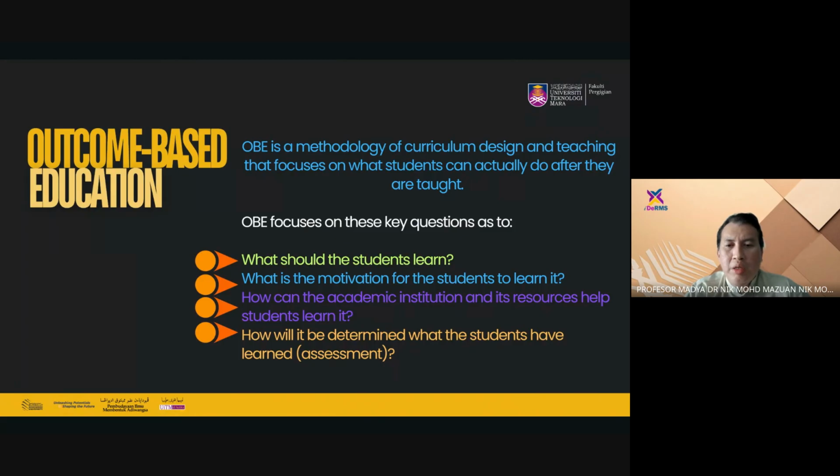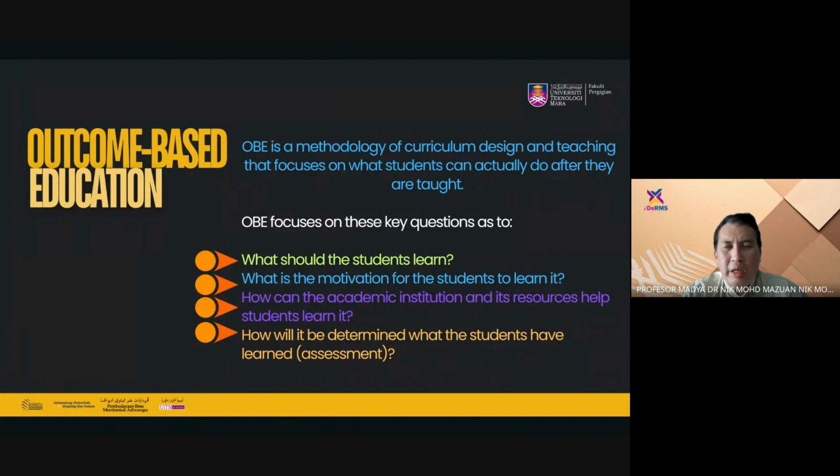And maybe some of you have done flip learning or flipped class. That is part of the motivation. If you want to translate this, it is a teaching methodology. All right, next: how can the academic institution and its resources help student learning?